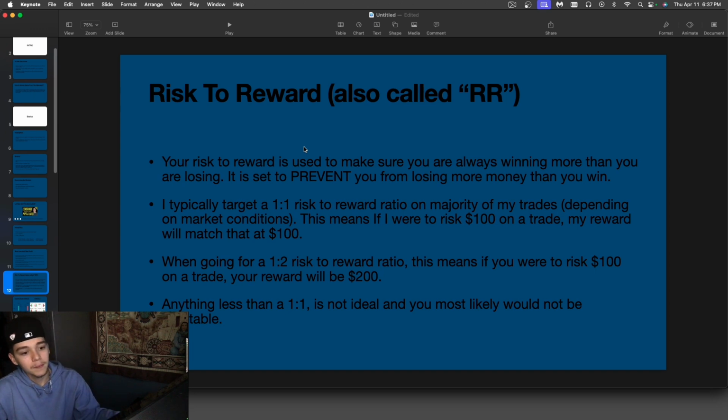Okay. I typically target a 1-to-1 risk to reward ratio on the majority of trades, depending on market conditions. This means if I were to risk $100 on a trade, my reward will match that at $100. When you're going for a 1-to-2 risk to reward ratio, this means if you were to risk $100 on a trade, your reward would be $200 because of the second number. If you were to go for a 1-to-3 and you risk $100, your reward would be $300 if you win. Anything less than a 1-to-1 is not ideal, and you most likely will not be profitable.